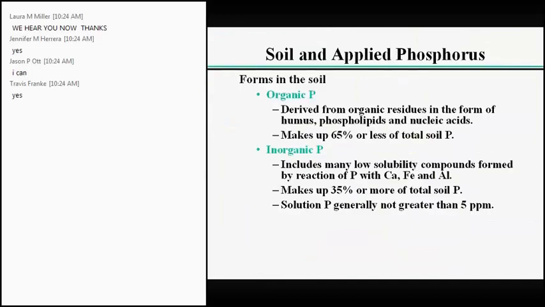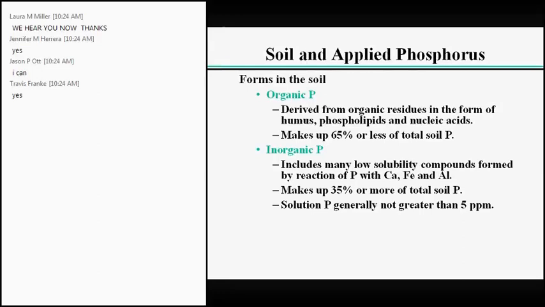Next slide. Forms of phosphorus in the soil. There are two dominant forms: the organic form and the inorganic form. The organic form is going to occupy on the order of about 65% or a little bit less of the total soil phosphorus. It comes from the organic matter or the organic residues from plants and animals that make up the soil organic matter, which we call humus. It also gets tied up in the microorganisms in phospholipids and nucleic acids.